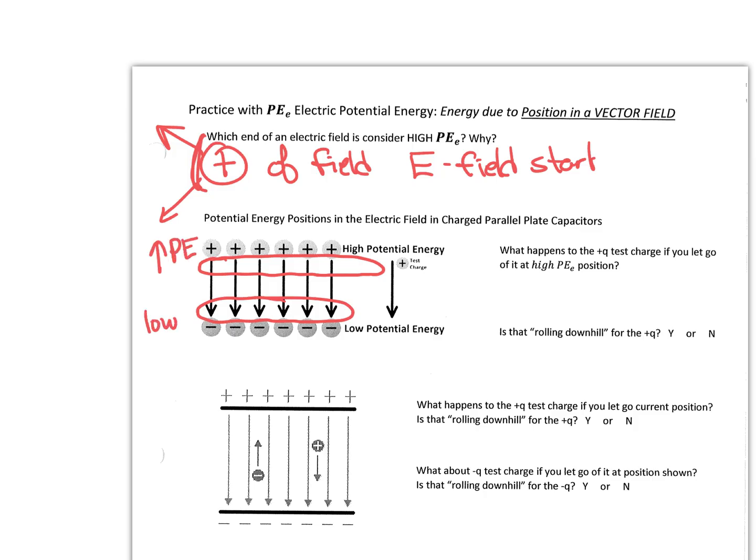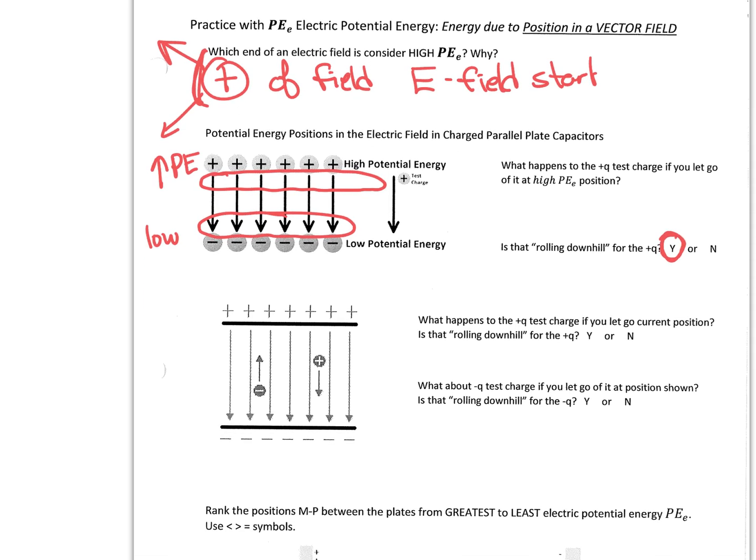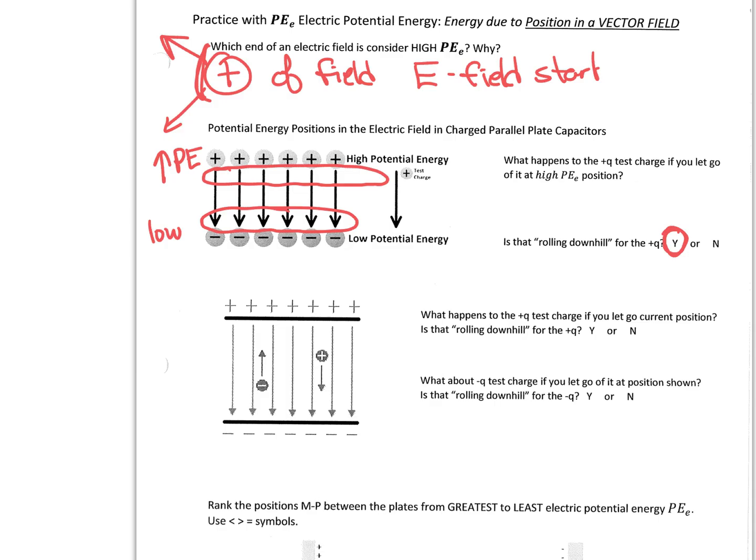And there's a few questions over on the side. What happens to the test charge if you let it go, right? It flows, it moves toward the negatives. And that is just like rolling downhill for a mass in a gravity field. Okay, now let's see if we put a positive test charge here in the current position, right? Is it still rolling downhill? Yes.